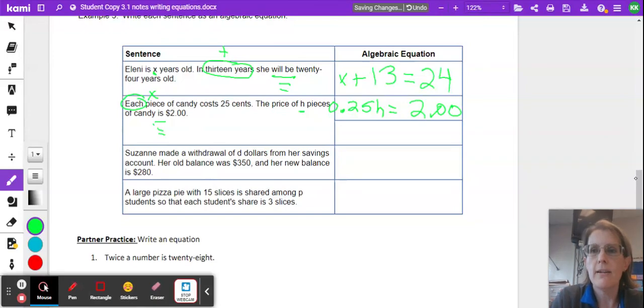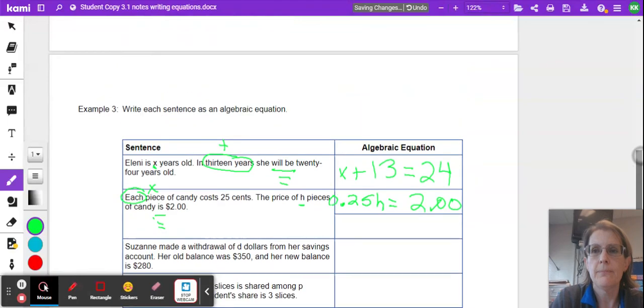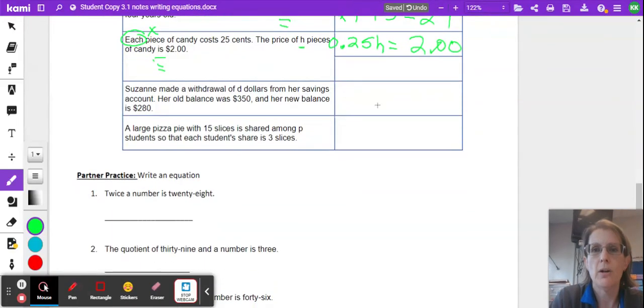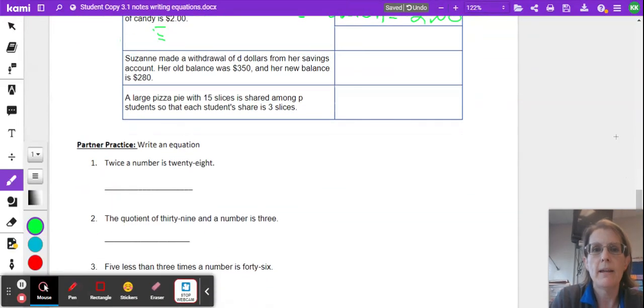So now try the next two examples on your own, and then you may get with a partner, but please make sure you're telling me in class that you're getting with a partner to work. You may get with a partner to practice the last section.